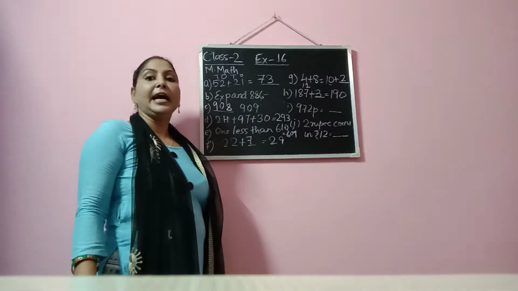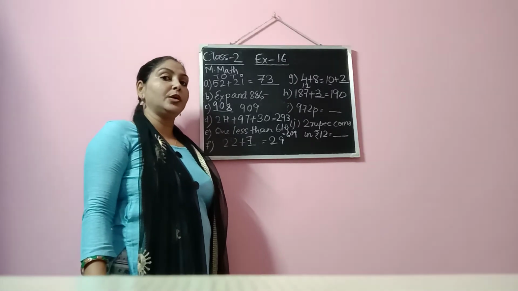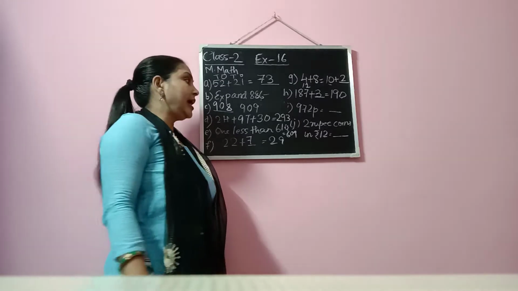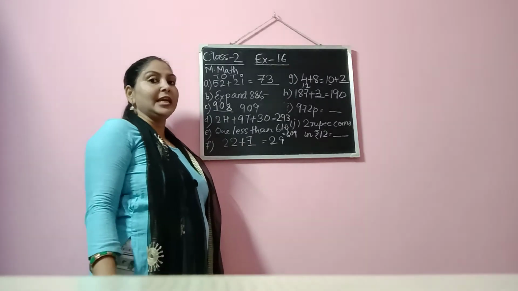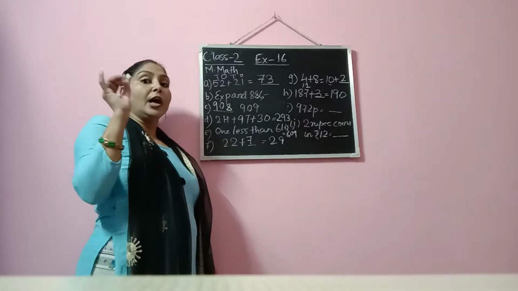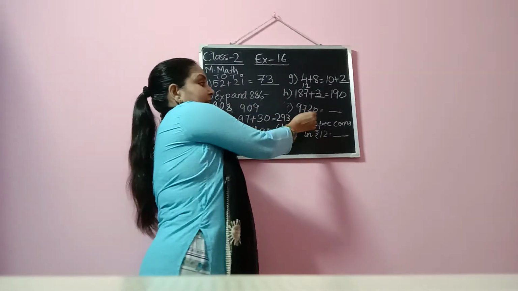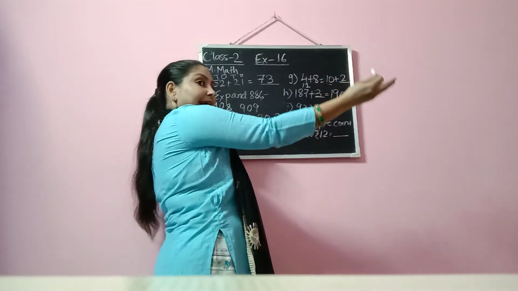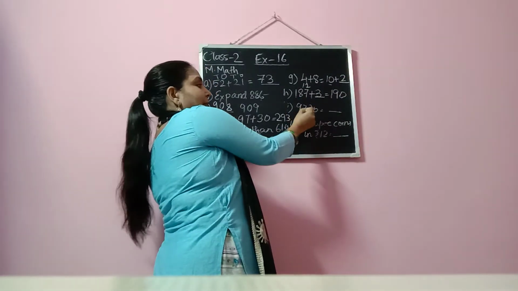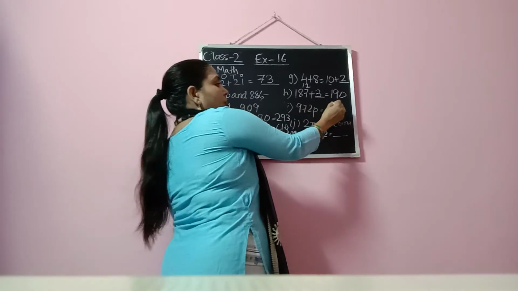I. 972 paise is equal to how much rupees? Now we have learned that whenever we have to convert paise into rupees, then we have to put a dot from the right side. This is the right side, no? 1, 2. From the right side, 2 places we will skip and we will put 1 dot here. So we will write like this.